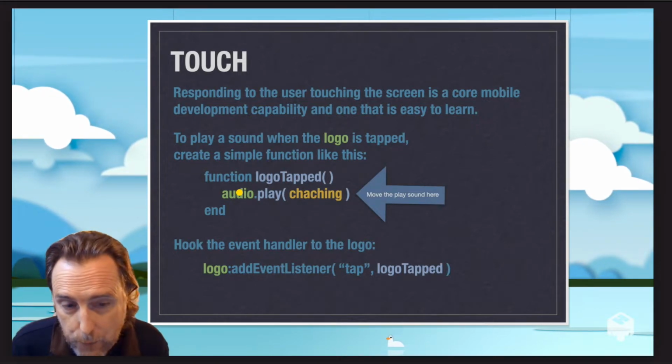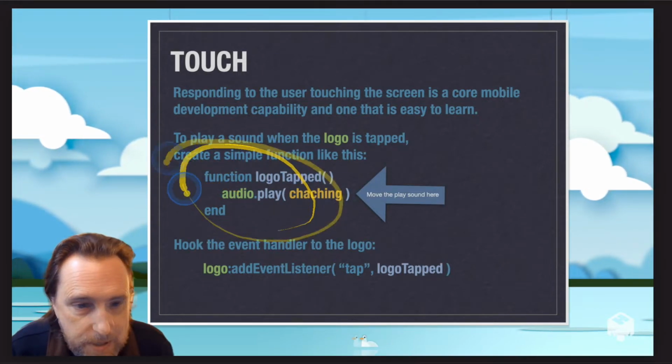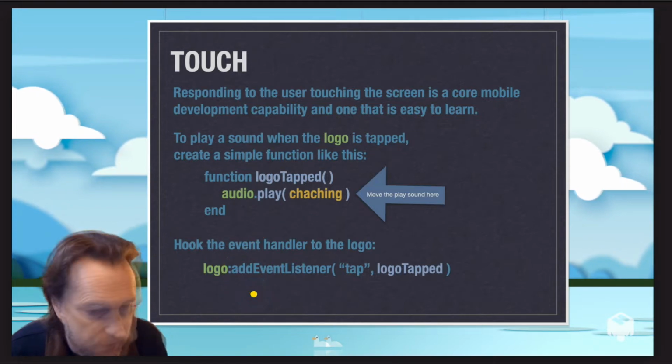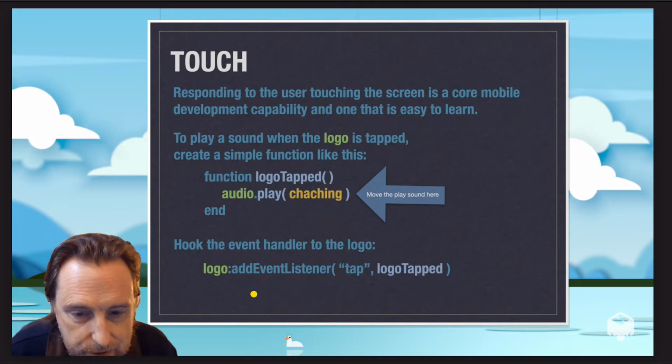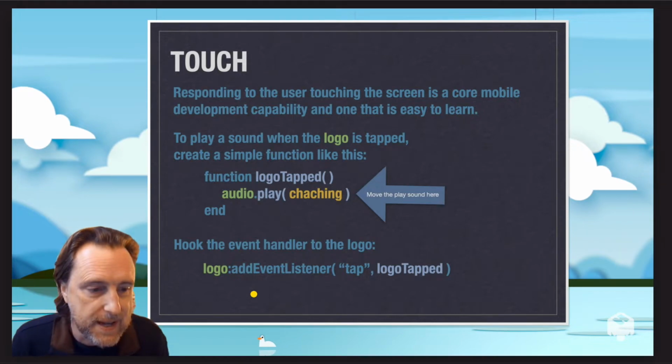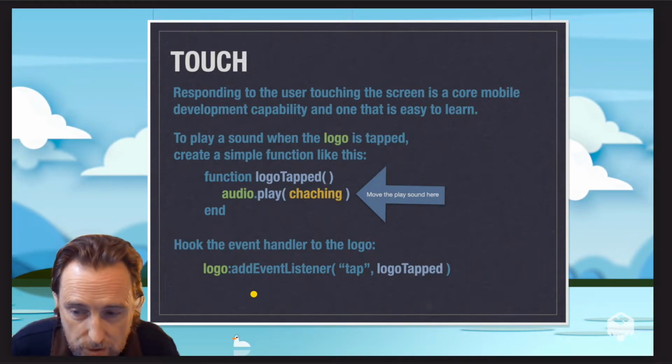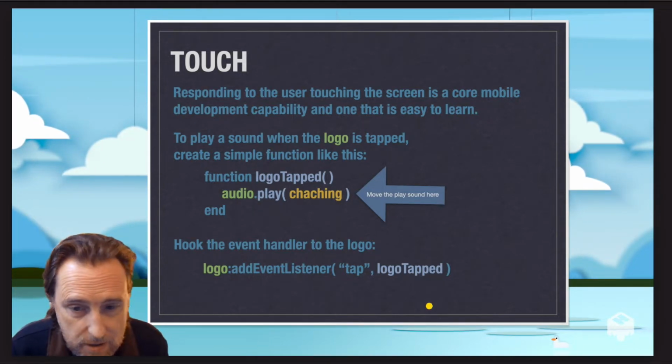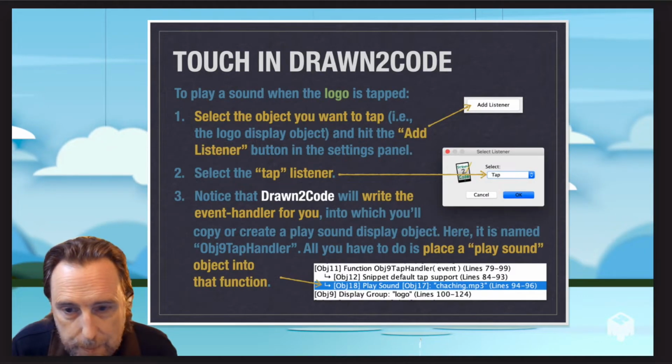If you get them out of order, let's say you put this function below, the connection between the tap listener and the function won't be established. You won't get an error, it just doesn't make a connection. And so in Drawn to Code, I'm pretty careful.